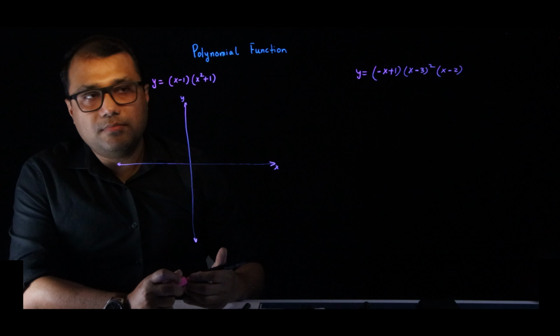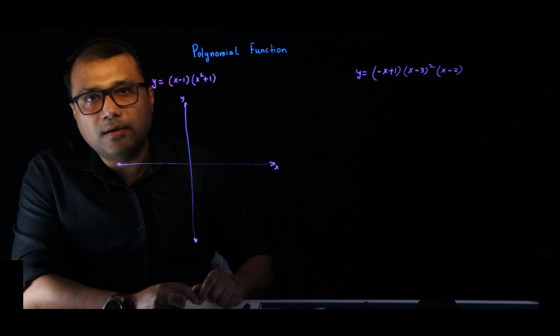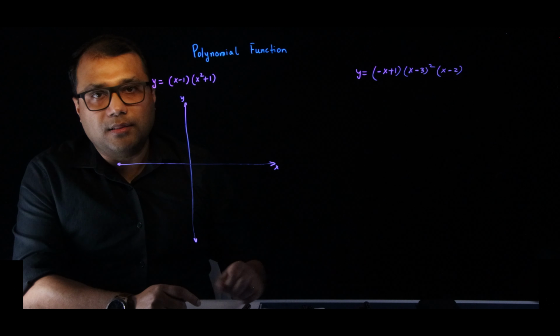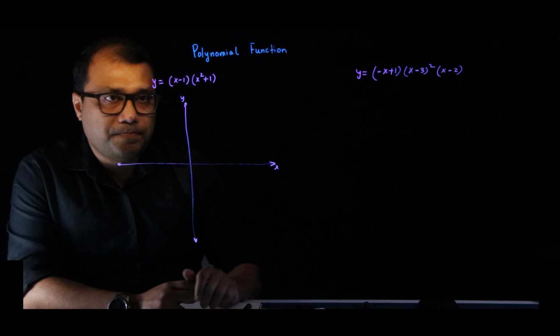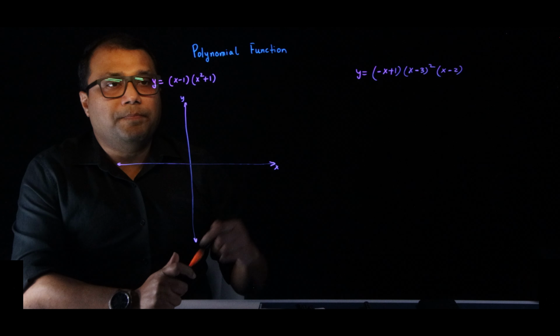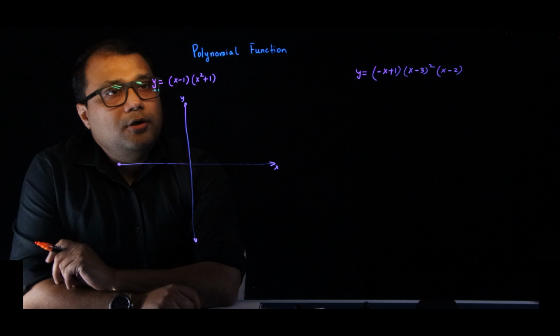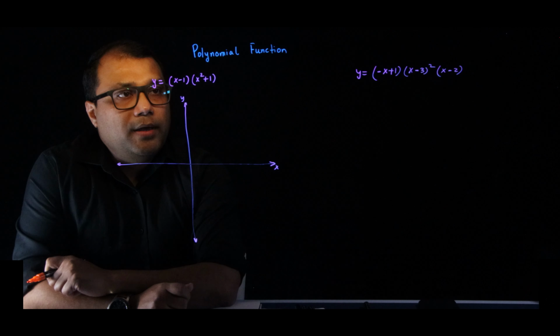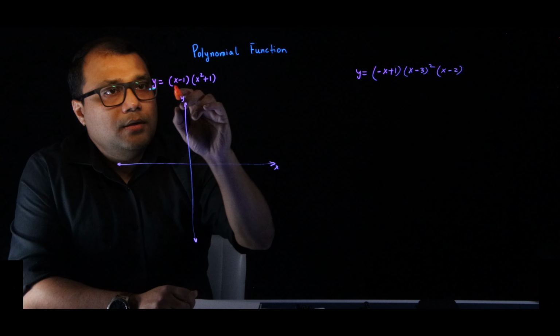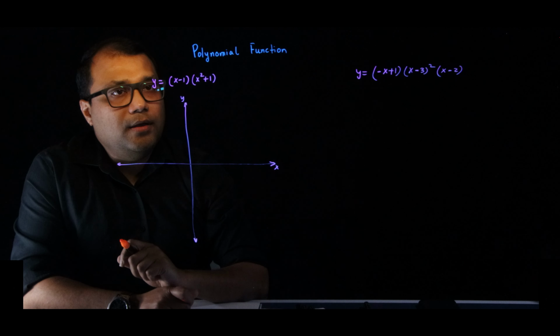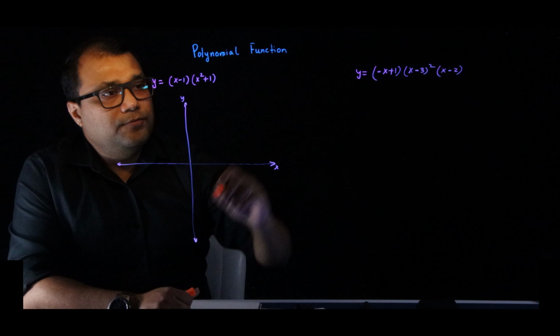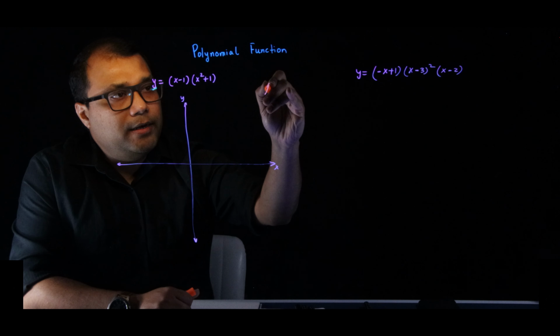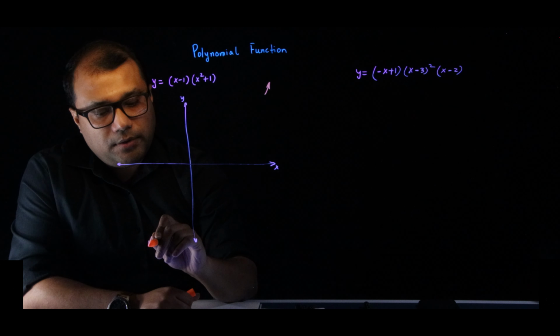You can take some time, maybe pause the video and try to plot this and then come back and see if you got it right. Okay, so this is a polynomial of order 3. So n is odd. Coefficient of x cube is positive. So it will end up here, it will end up here.